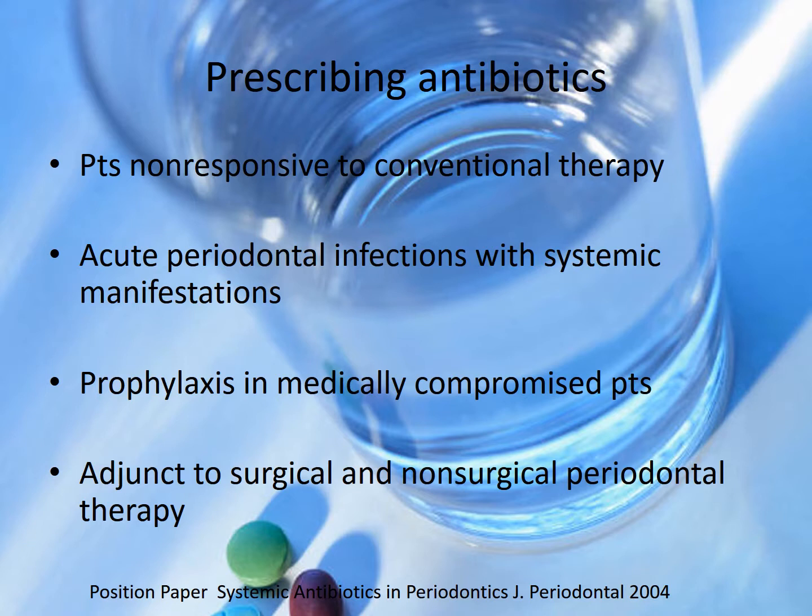In prescribing antibiotics, we want to prescribe them only to certain patients. Those patients that respond well, which are most patients, to conventional therapy have no indication for antibiotics. Antibiotics would be indicated for patients that are non-responsive to conventional therapy, those that have acute periodontal infections with systemic manifestations, those that are medically compromised, that are on a prophylaxis or a maintenance and they really require surgery or more comprehensive periodontal therapy. And finally, we use them as an adjunct to surgical and non-surgical periodontal therapy on a case-by-case basis as indicated.